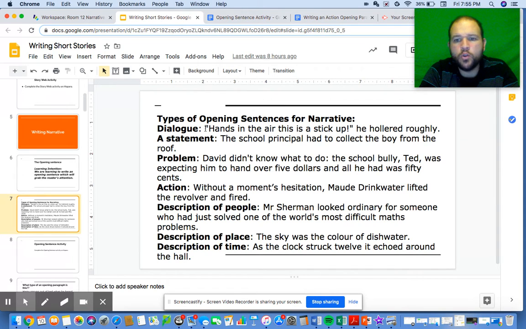Description of people. Mr. Sherman looked ordinary for someone who had just solved one of the world's most difficult math problems. And description of place. The sky was the color of dishwater. Description of time. As the clock struck 12, it echoed around the hall. So you can see there are all different ways of getting a story started. Those are brief descriptions of what you could use as an opening sentence.